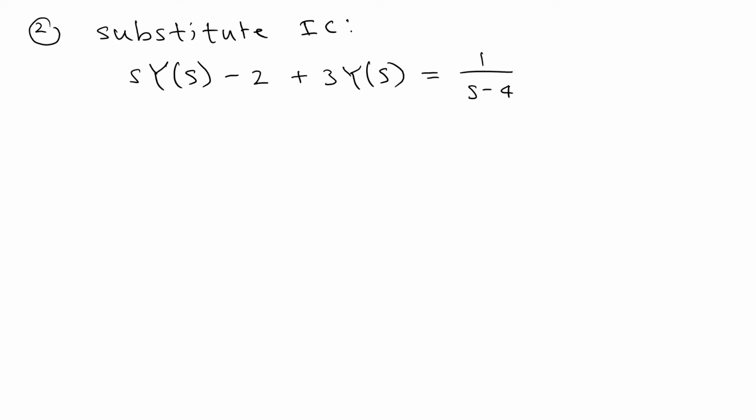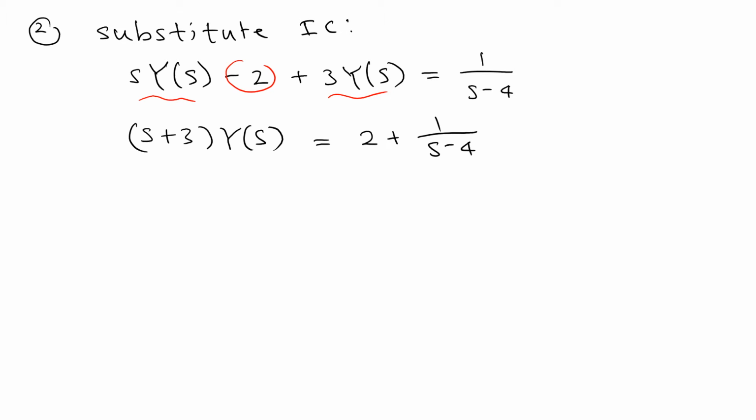Then we can do a little bit of simplification here. You can combine the first terms, which are the Y terms, so you can write this as (s plus 3)Y(s), and also you can move the 2 to the other side. So you can write this as 2 plus 1 over s minus 4. You can always do that: you move everything else to the other side, and we only leave the Y term on this side.